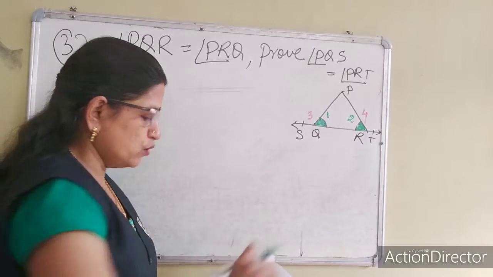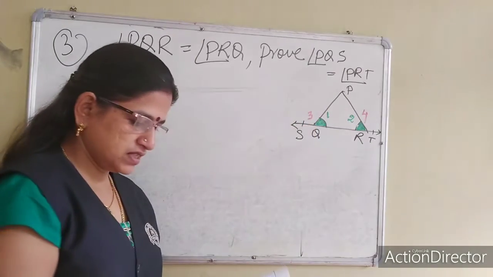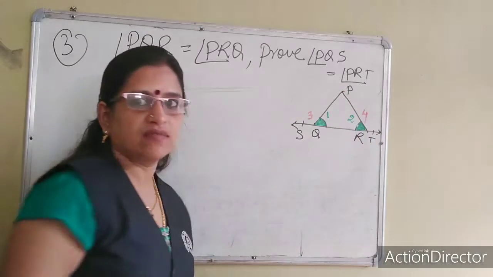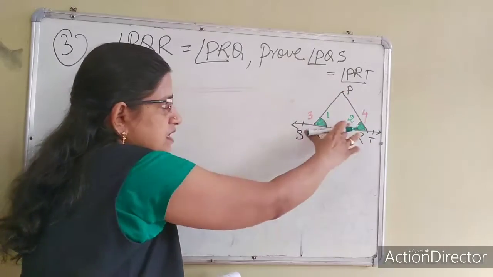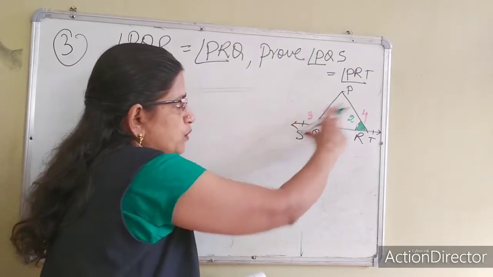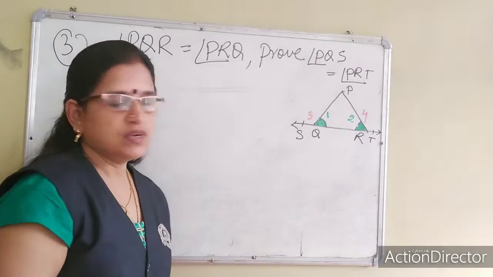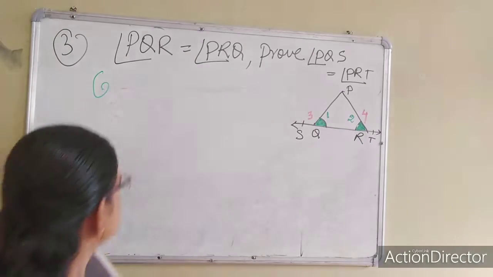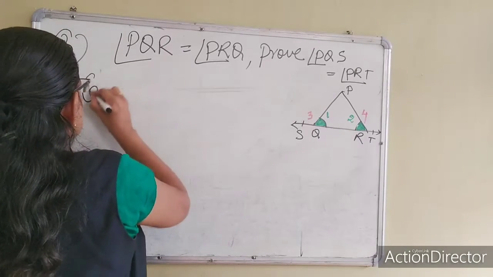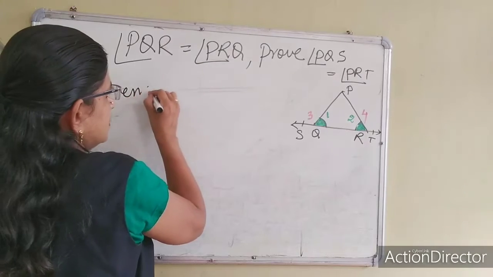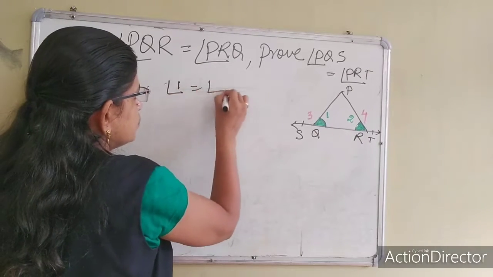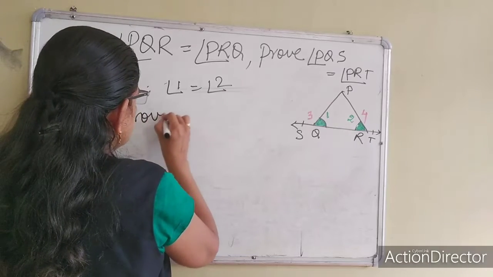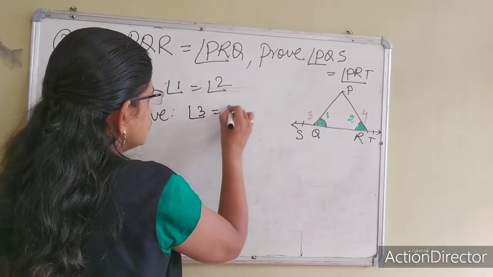Now you have to prove angle PQS, which is nothing but angle 3, is equal to angle PRT, which is angle 4. That is, 1 is equal to 2 given. You have to prove 3 is equal to 4. So let me write the given. What is given? Angle 1 is equal to angle 2. To prove angle 3 is equal to angle 4.